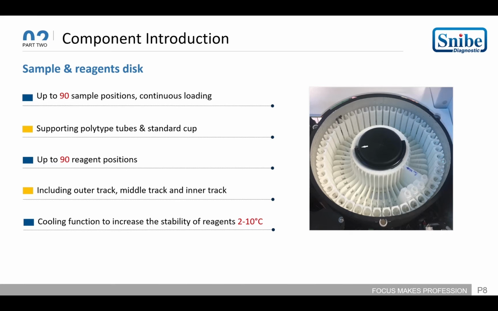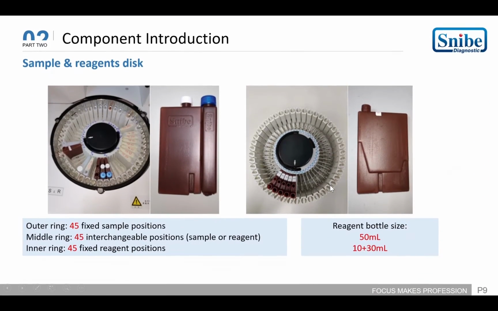It has a cooling function to increase the stability of the reagent, at 2 to 10 degrees. You can see there are 3 rings: the outer ring, the middle ring, and the inner ring. For the outer ring, there are 45 fixed sample positions. For the inner ring, also 45 fixed reaction positions. In the middle ring, you can put the reaction or the sample. It depends on yourself, so these 45 positions are interchangeable.